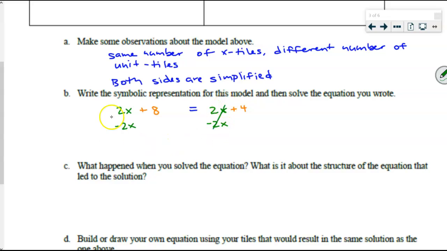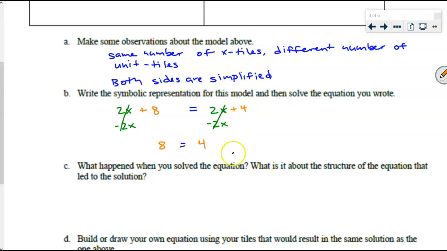So I know that that's going to be 0, but in the process, 2x minus 2x, what happens here? It zeroes out there too. That was not intentional. It was just kind of a consequence of my solving steps. What am I left with now? 8, which is equal to 4. And how do you feel about that statement?